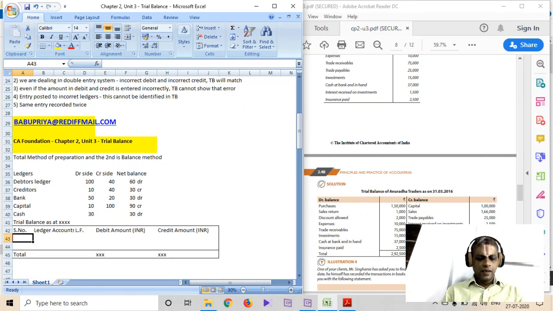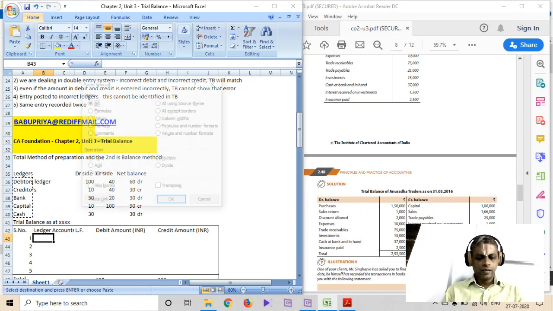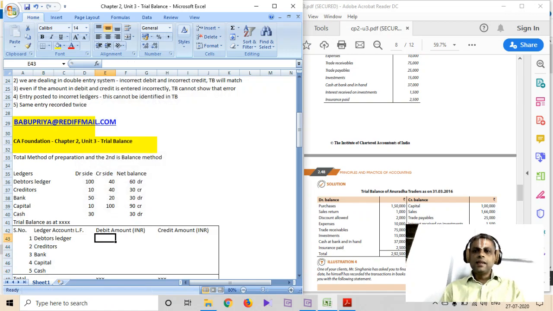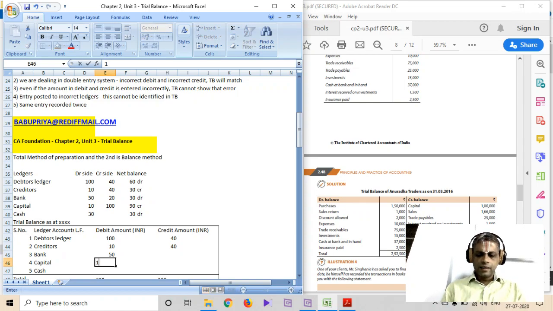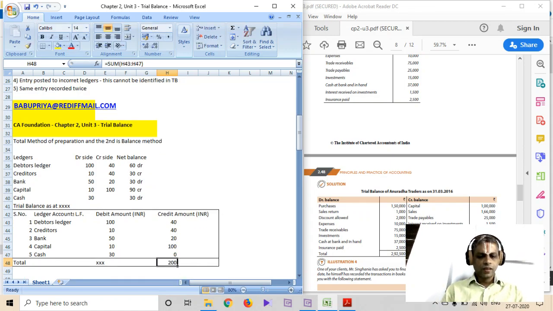So now we have 5 ledgers: 1, 2, 3, 4, 5. The ledger account is, let's copy this, the debtors ledger, the summary of it. And in the total method, what we will update is 100 and 40 for the debtors ledger. For the creditors ledger we will update 40 and 10. Bank is 50 and 10, and 30. Here it is 20, 100 and 0. So in the total method, this is how we will match a trial balance.